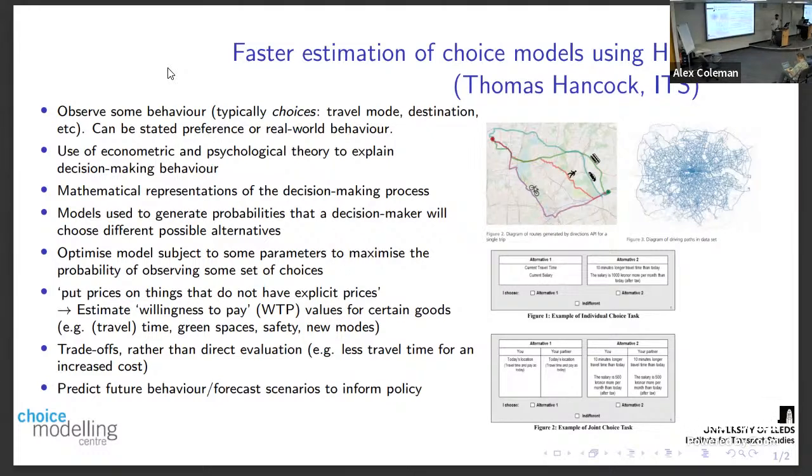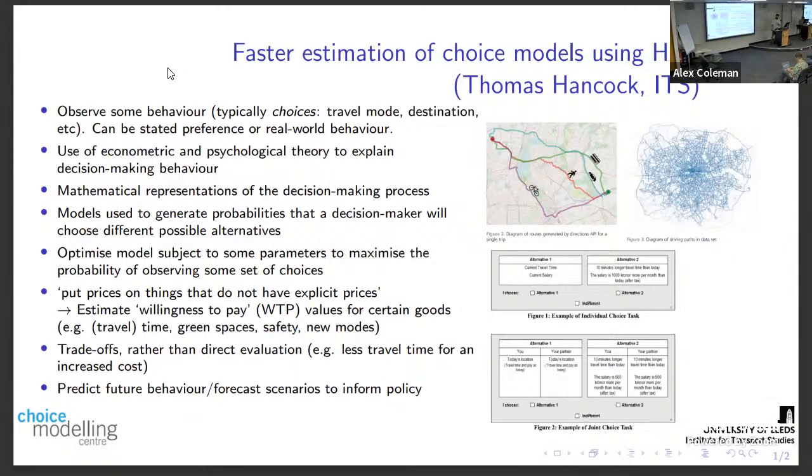So we use a mixture of econometric and psychological theory to explain these choices. Basically, what we're doing is building mathematical representations of the decision-making process. We'll use these models to generate probabilities that a decision maker will make the particular choices that they've made.